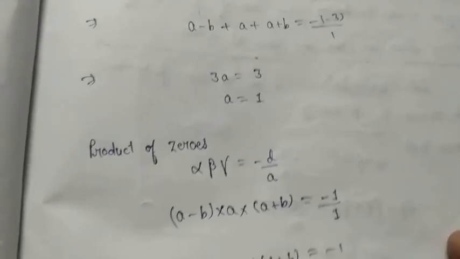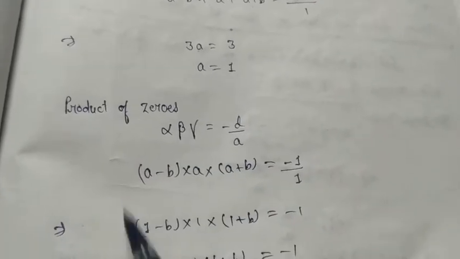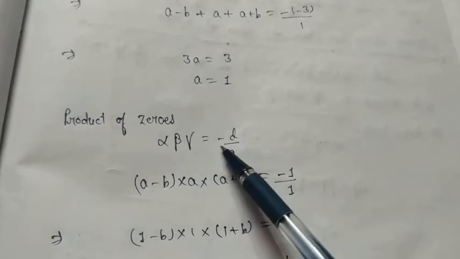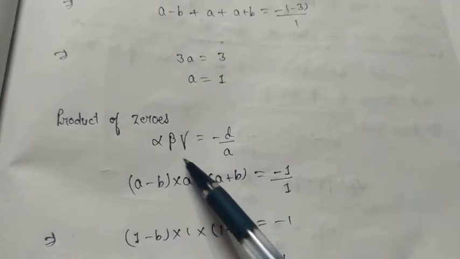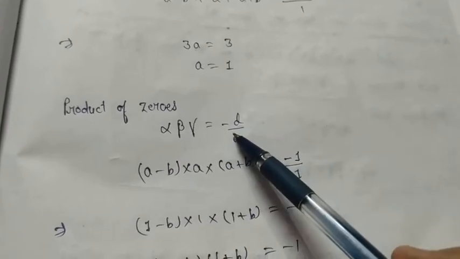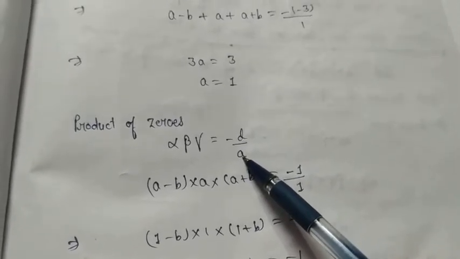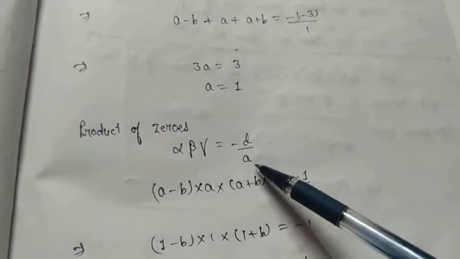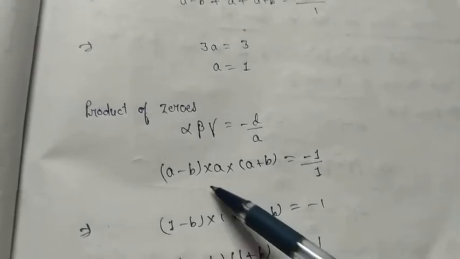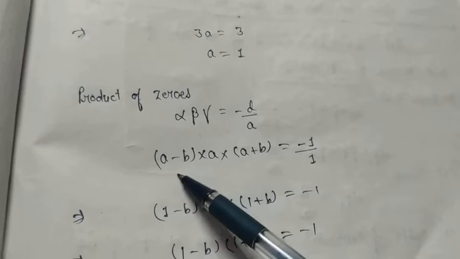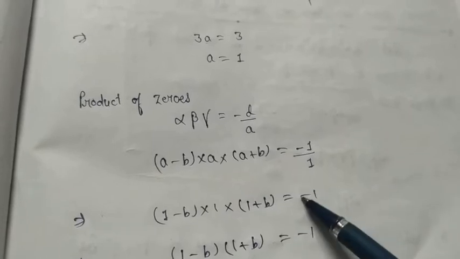Now we have to find the value of b also. So we will calculate the product of zeros, and the product of zeros can be written as alpha beta gamma, which is equal to minus d by a. Alpha was a minus b, beta was a, and gamma was a plus b. And this is minus d upon a. The value of d was 1 and the value of a was also 1. The values of a, b, c, d you can note down from the general form by comparing the given polynomial. In this formula I can put the value of a, so it will become 1 minus b, it will become 1, and it will become 1 plus b, which is equal to minus 1.